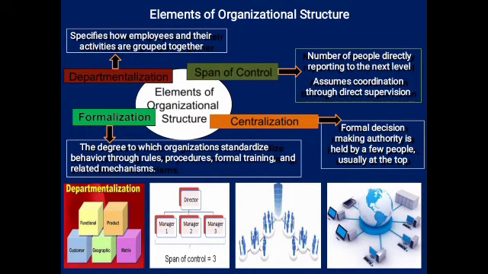Okay, before going in depth into the types of organization structure, we will discuss the elements of the organizational structure. See the diagram itself. There are four elements in the organizational structure. First one is departmentalization. Second one is span of control. Next one is centralization. Final one is formalization.